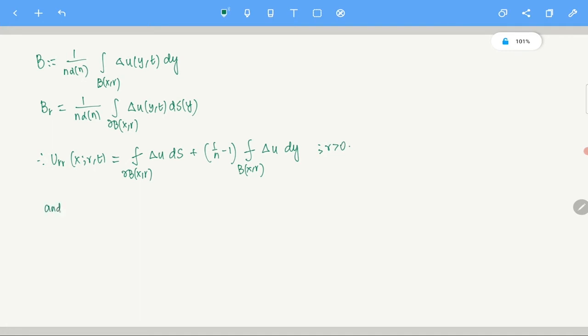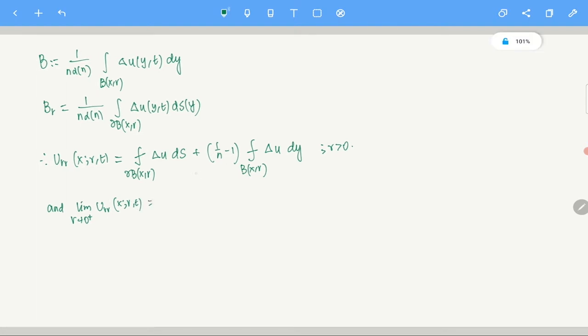And similarly, if you take the limit as r tends to 0 plus of u_rr(x, r, t), what do you think happens? As r tends to 0, this thing goes to the Laplacian of u at the point x. Again, minus 1 times this particular thing, the integral also goes to the Laplacian of u. So basically I am left with 1/n times the Laplacian of u(x, t), right?